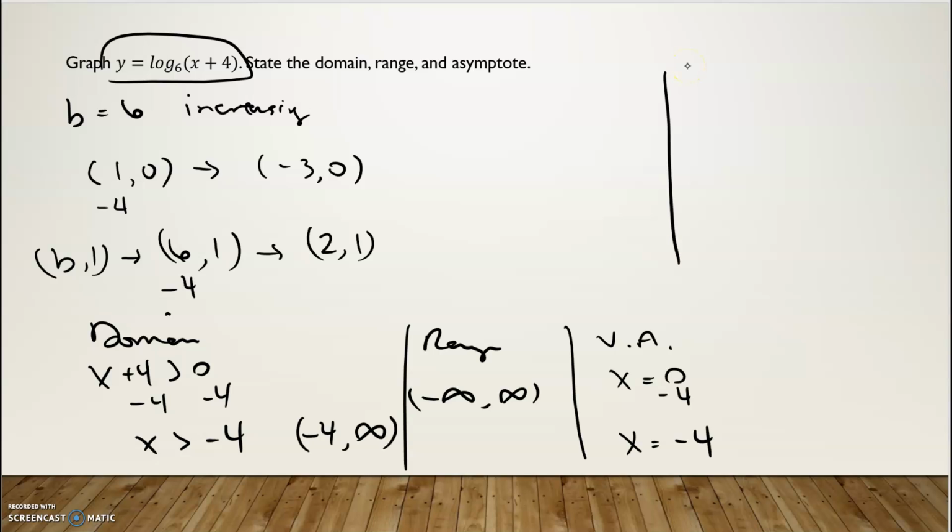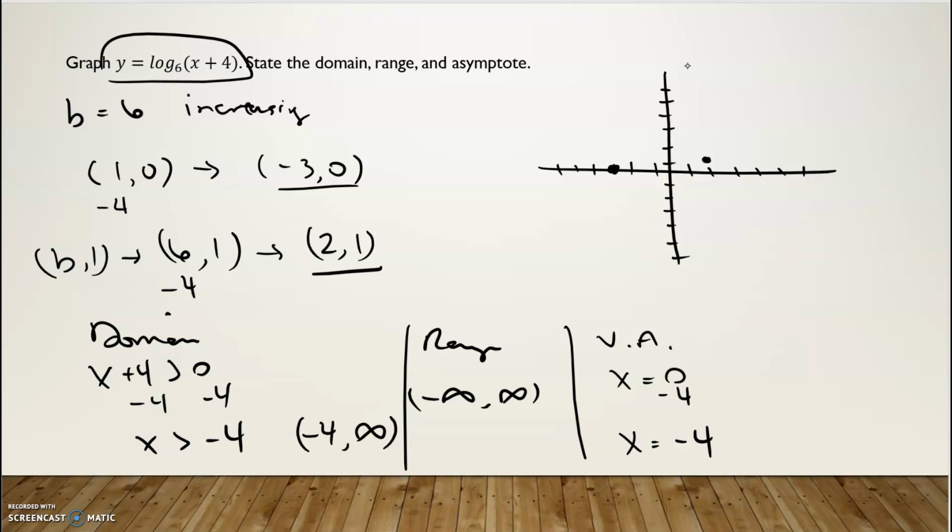So x equals negative 4 is going to be my vertical asymptote. Okay, so I'm going to draw my graph. I'm going to go out to 6 everywhere: 1, 2, 3, 4, 5, 6 on each axis. I'm going to go ahead and plot these 2 points. So negative 3, 0 would be right here, and 2, 1 would be here.